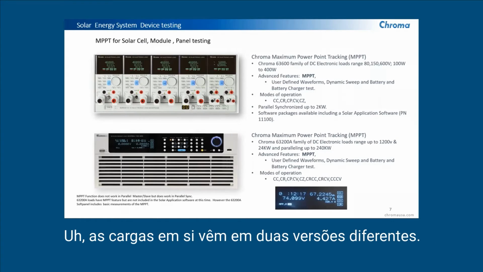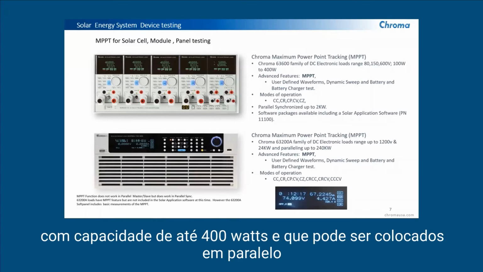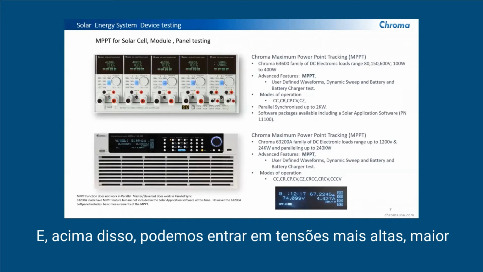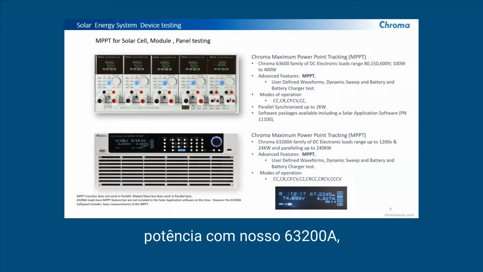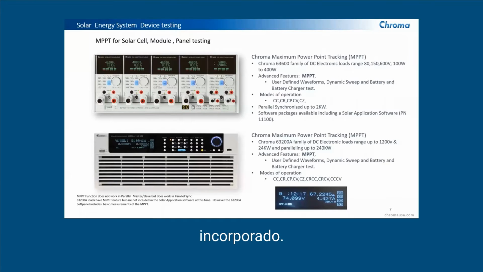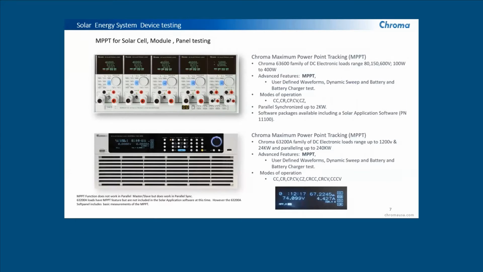The loads themselves come in two different versions. One is our modular 63600 family of products. They go all the way up to 400 watts and can be paralleled up to 2,000 watts in a single mainframe. Above that, we can go into higher voltages and higher power with our 63200A family of products, which is the one on the bottom. This unit still has the same maximum power point tracking feature built into it, so you can do the same test at a much higher power level.